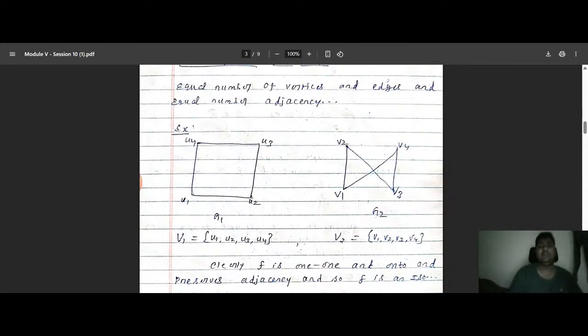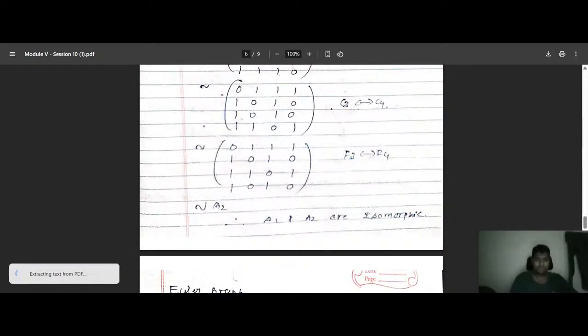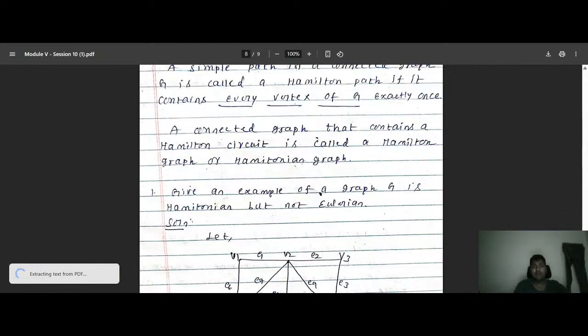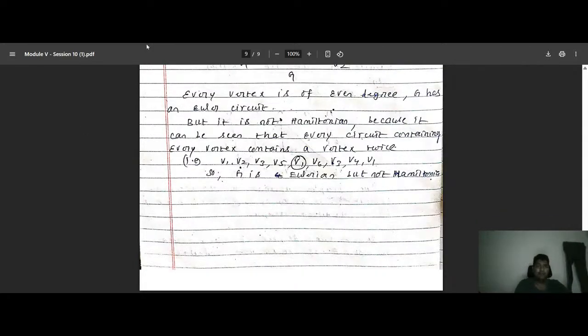Isomorphism means matching the vertices and edges. Okay. A connected graph means the graph should have connected vertices. Okay. This is about your unit 5. In Maths, unit 4 and unit 5 I have completed.